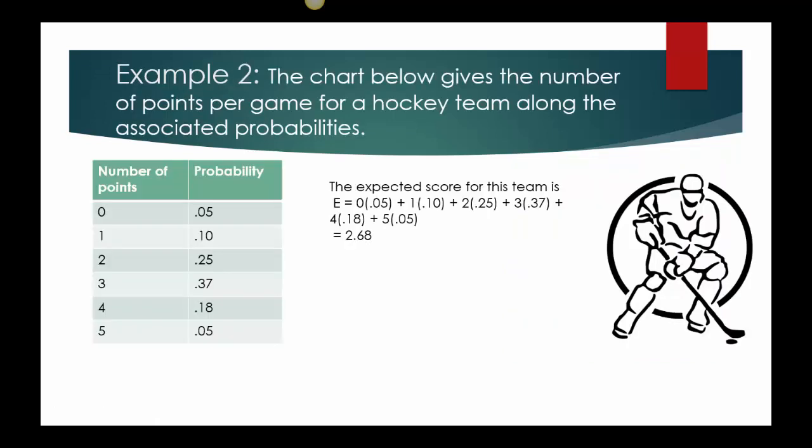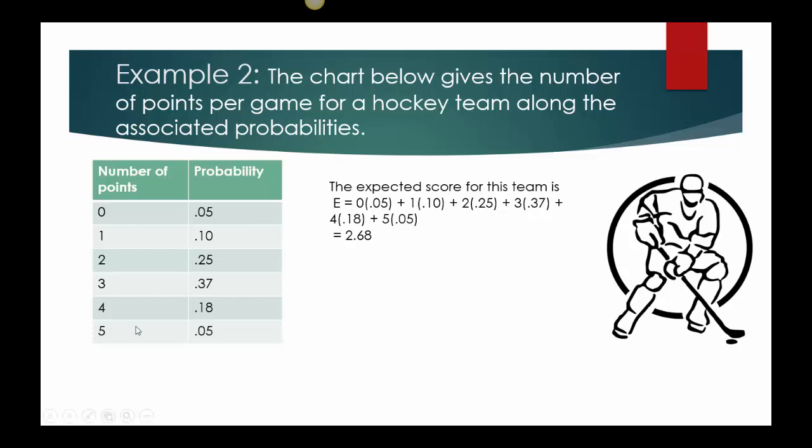Okay. Let's take this over to sports and say, what if I had a hockey team and I knew the number of points that the hockey team scored and the probabilities? So I have points from 0 all the way up to 5 and then the probabilities of each score. If I want to know the average number of points that this team scores, I can't just look at the chart and decide. I really need to put all those numbers together, and that's what expected value does for us.